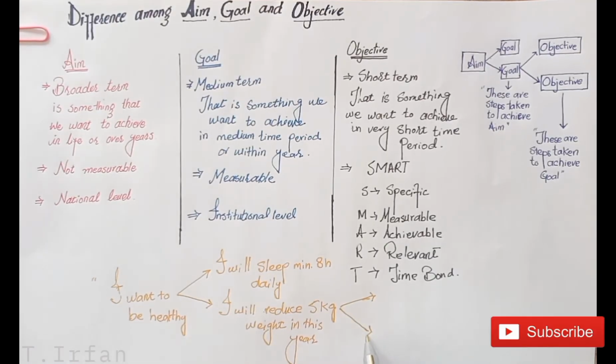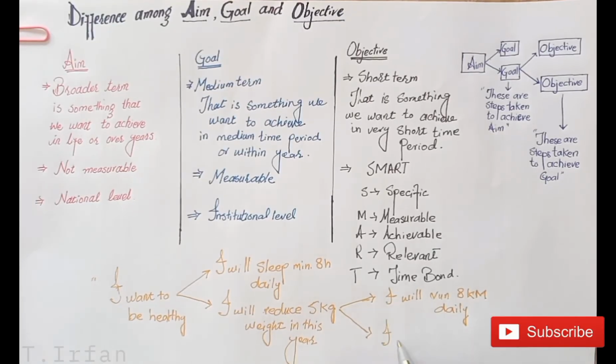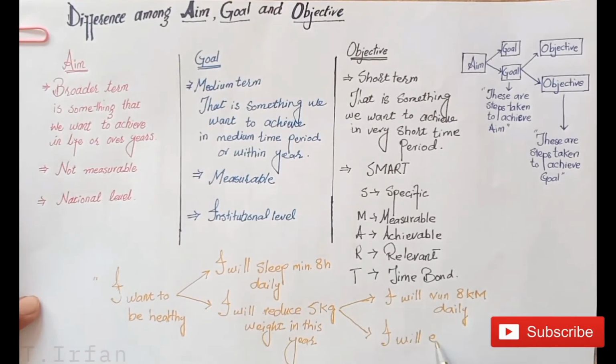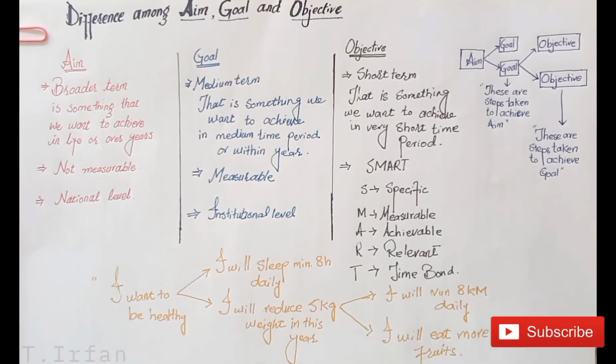To achieve my second goal, to reduce 5 kg weight in this year, I will run 8 km daily and will eat fruits to achieve my goal. These are my objectives. To achieve aim, I have to achieve goals and objectives. Thank you.